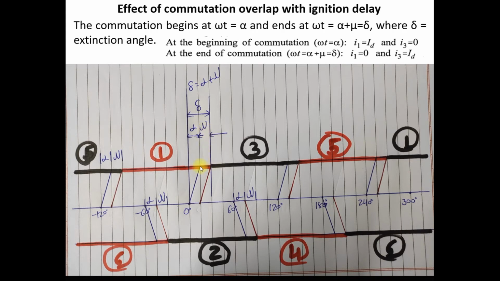So here you can see that from this point, when alpha ends, suppose this alpha is 10 degree, clear, and this is 0 degree. So after this 10 degree, your valve 3 starts conducting, and current flowing from valve 3 is increasing. At the same time, current flowing from valve 1 is decreasing. Clear? So you can see that during this commutation time, valve 1 and 3 both are conducting.